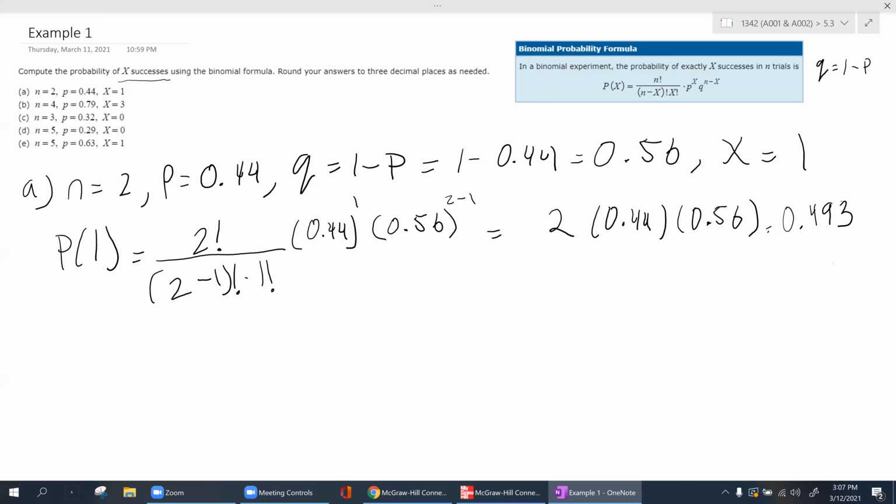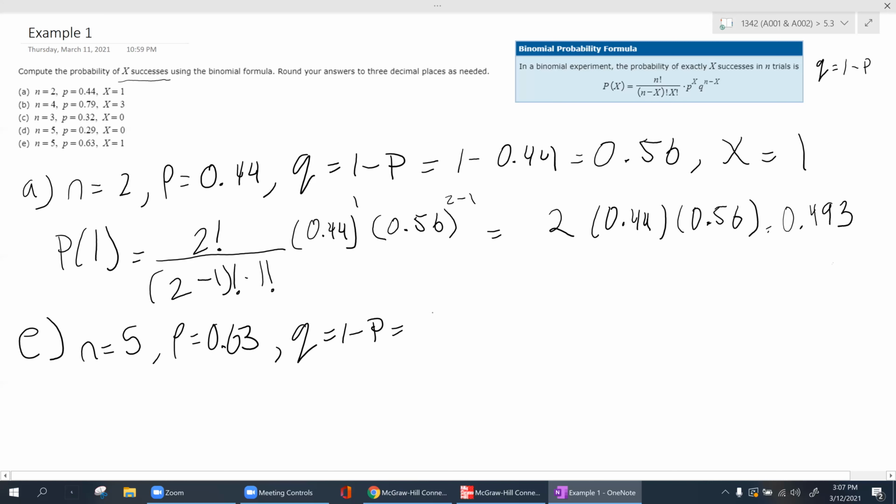Let's go ahead and do a different one. Let's do E. So E is N equals 5, my P equals 0.63. My Q is 1 minus P, which is 1 minus 0.63, which is 0.37, and my X is 1. Let's go ahead and plug that in.